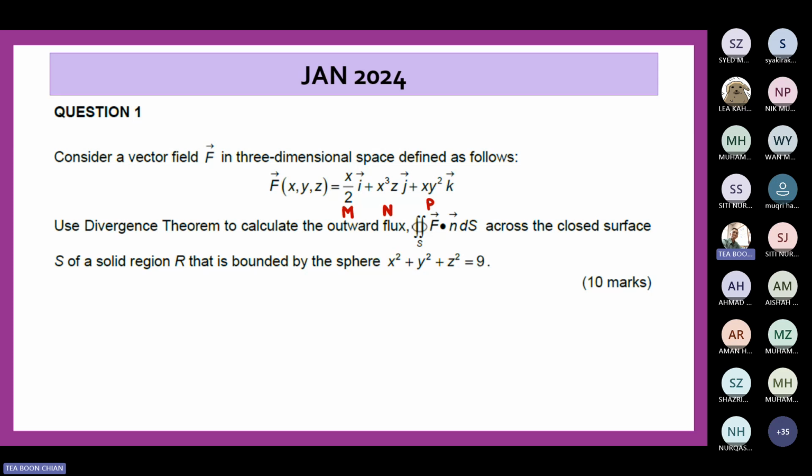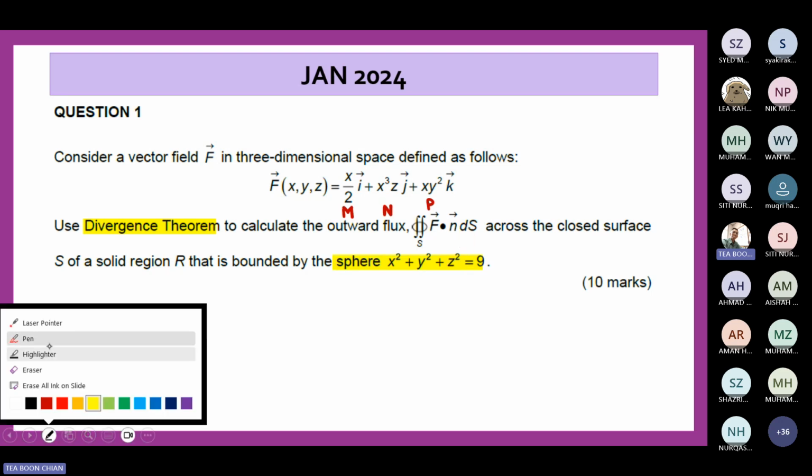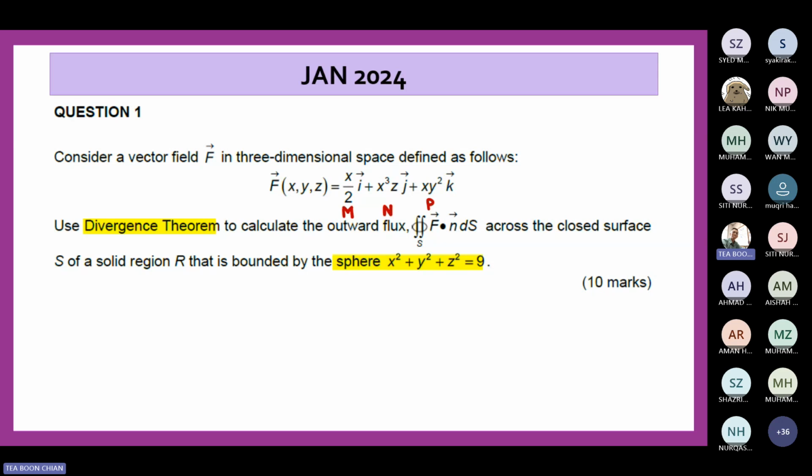Now, you don't have to worry too much about the technical terms, the outward flux across the closed surface. This whole statement basically just tells you there is a solid, and that solid gives you a surface integral. Basically you just need to identify the divergence theorem first, because the divergence theorem tells you to use a triple integral. Second, look at the surface or solid given. If a sphere is given, then immediately we know that we will use the spherical coordinate system in solving this problem.